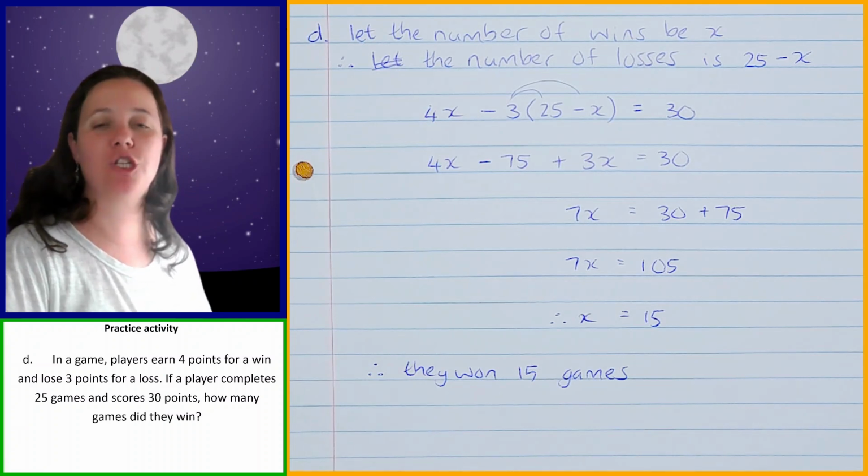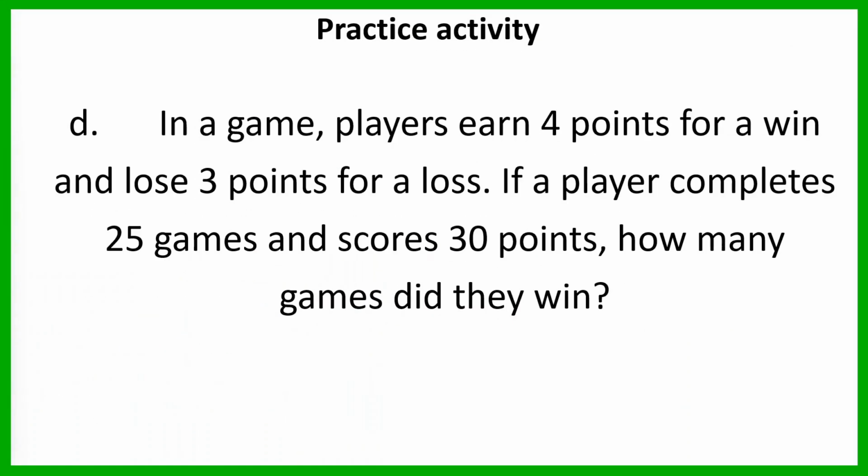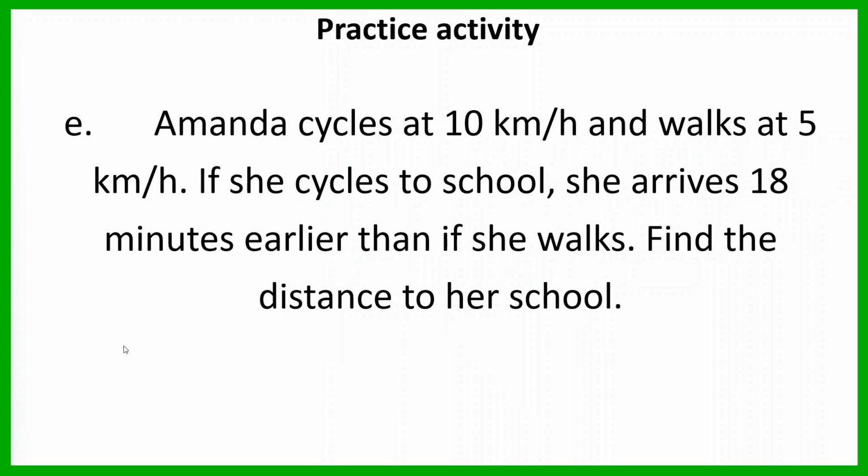Right, let's go on to question E. So question E says, Amanda cycles at 10 kilometers per hour and walks at 5 kilometers per hour. If she cycles to school, she arrives 18 minutes earlier than if she walks. Find the distance to her school.